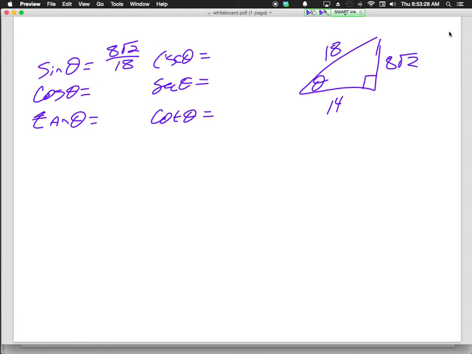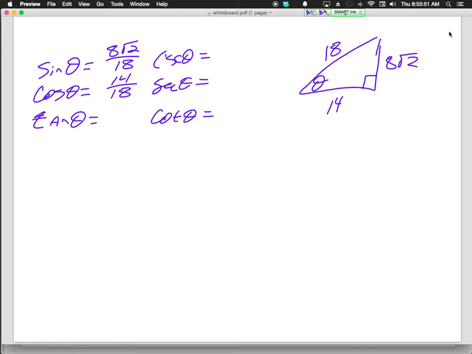Okay, then I'm dealing with cosine. What's the definition of cosine? Adjacent over hypotenuse. So what is my adjacent side? 14. And we said the hypotenuse was 18. Once I have sine and cosine, I've got everything I need to find the other 4 trig functions. I don't need to look at the triangle anymore. I've got everything I need just from right there.